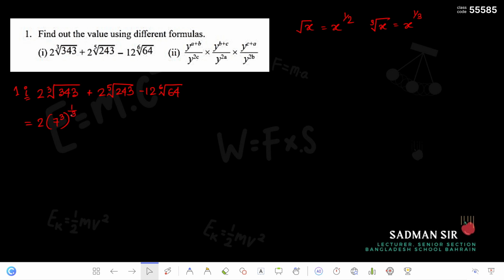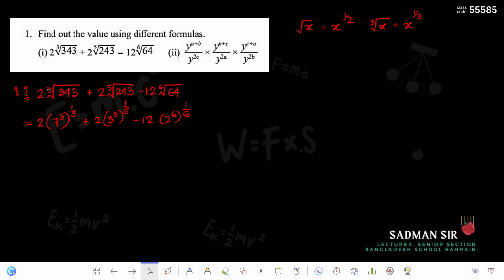Now 3 and 3 will cancel each other because they will be multiplying, according to the formula, and only 1 will be left, so 7 to the power 1 will be there. And then 2 into 243, I think it is 3 to the power 5. So this is for 243 only. What about the root? That root, we will make it 1 by 5. I hope you got the idea about it. Then 12 and 64. 64 can be written as 2 to the power 6, and the root is 1 by 6.